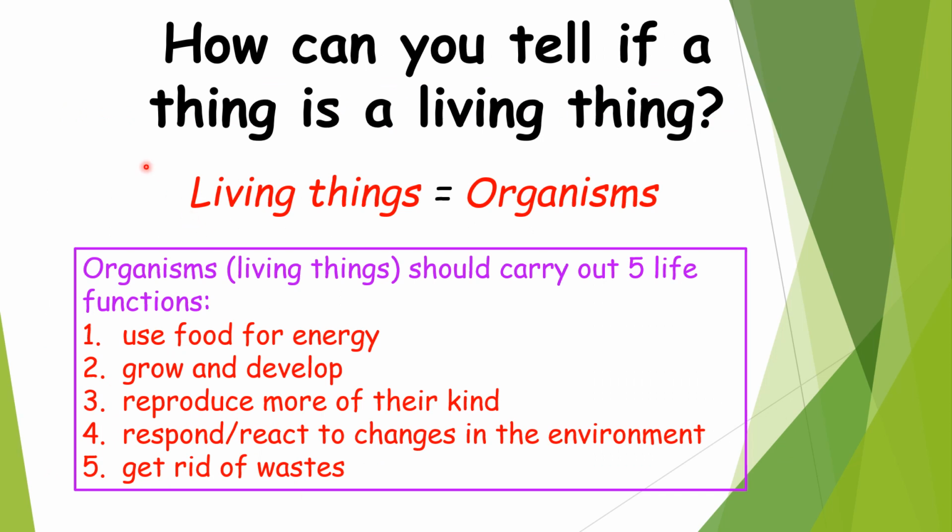So how can we tell if a thing is a living thing? First, we have to learn a new thing about living things. Scientists agreed that we can replace the word living things with organisms. So we can use organisms, and we mean by that living things. So organisms, which are living things, should carry out 5 life functions. In order to tell that a thing is living, it should carry out 5 life functions.